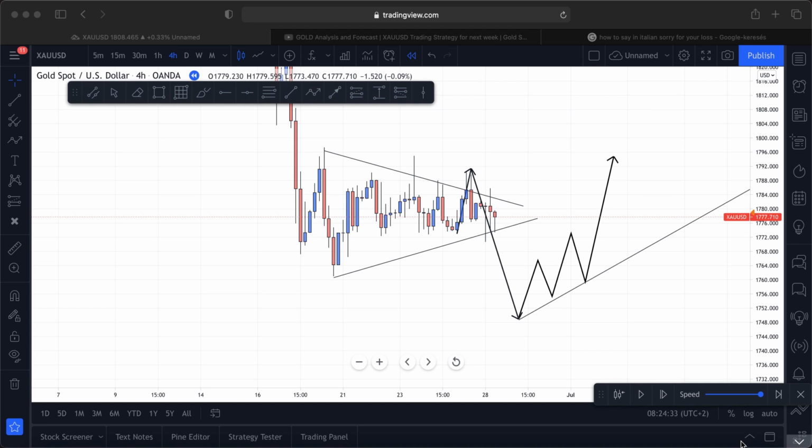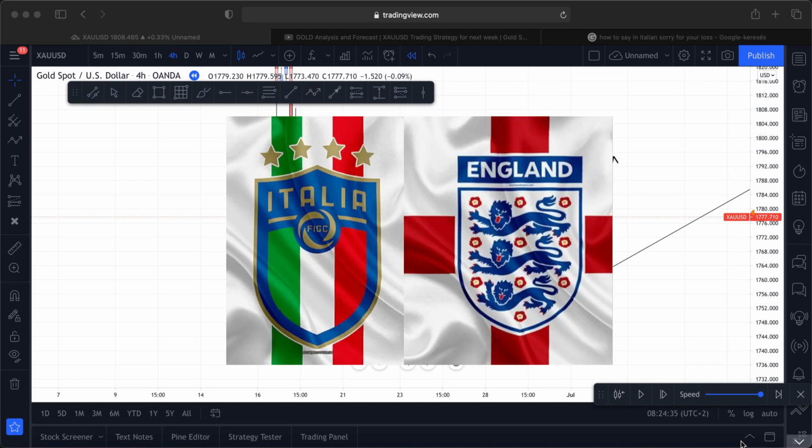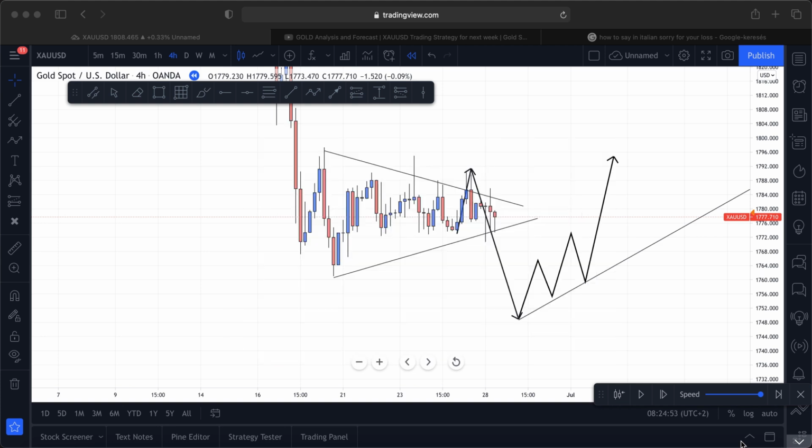And welcome back, guys. Today is a wonderful day. We have the European Championship finals and England is playing against Italy. Who will win? I have no idea, but being a really fair and impartial man, I would like to say congratulations for Italy for being the second best in Europe, which is something that you should be really proud of. But enough of the football now, let's focus on the gold analysis, because I have something interesting for you guys.